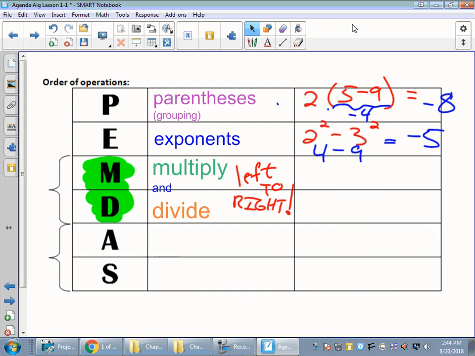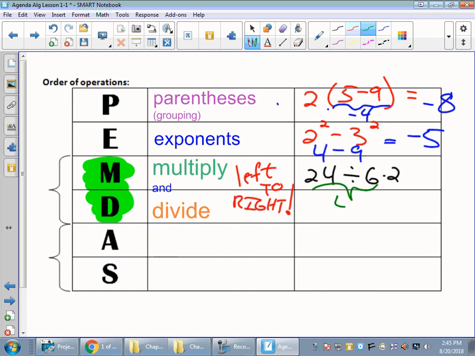I'll show you what I mean, why it's important to go left to right. Okay, so our first expression here is 24 divided by 6 times 2. In this case, we have a division and a multiplication problem. So we could do either, right? Well, our rule says to go left to right. So we're going to take it from left to right. There's a division problem first, so that's what we're going to take a look at right off the bat. We're going to go 24 divided by 6, which happens to be 4. And then we're going to multiply it by 2.